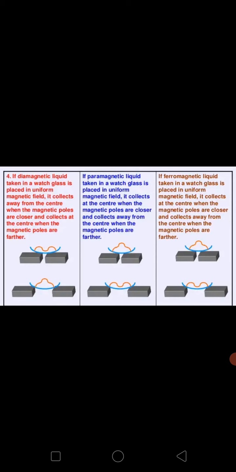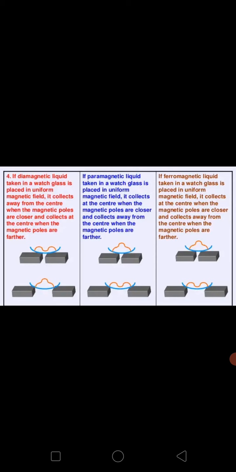But the diamagnetic substance moves from stronger to weaker. So that is why in the second case, it will move more in the middle as compared to the poles. So it will move from the stronger to the weaker region of the magnetic field.